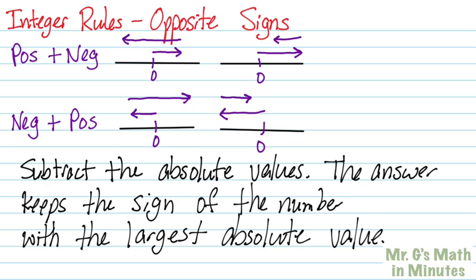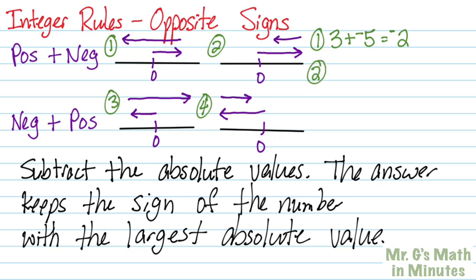So let's see what that type of model looks like. I'm going to go ahead and number these number lines: number line 1, 2, 3, and 4. Looking at number 1, we would have a smaller positive number first. If we had a smaller positive number like a 3 plus a larger negative number like -5, we would take the absolute value of 3, which is 3, the absolute value of -5, which is 5, and subtract those two numbers. 5 minus 3 is 2. The number that has the largest absolute value is -5. It's negative, so our answer is also negative.